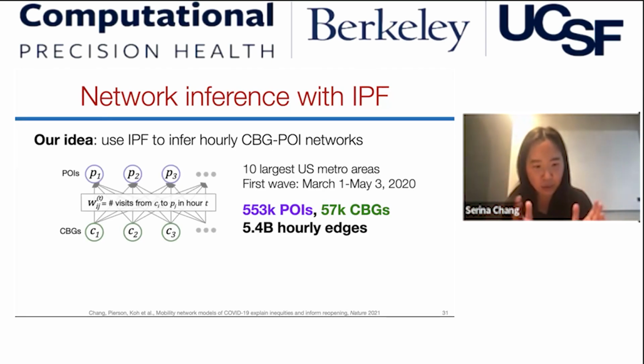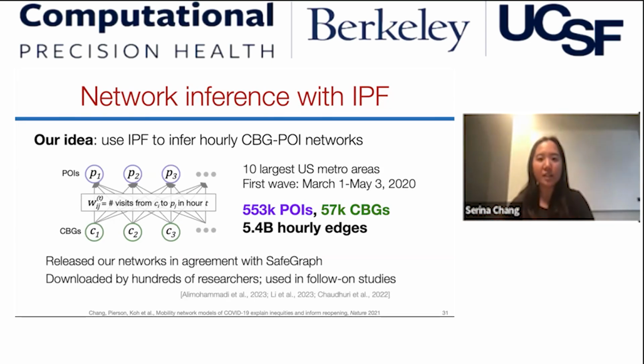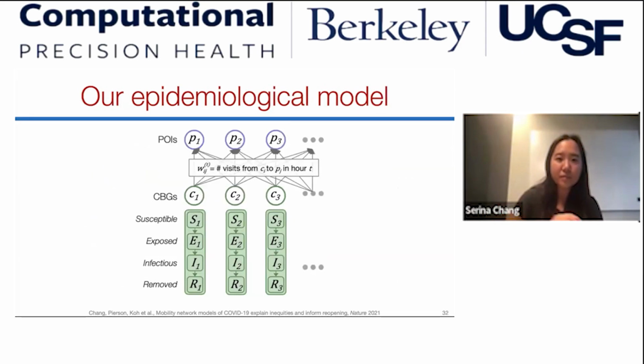And I talked a bunch about the theoretical properties of IPF, but one of the nice empirical properties is that it's very lightweight because all of these factors, the row factors and the column factors, they can be computed in parallel. So that means we're able to infer these large-scale networks with 500,000 POIs, 57,000 CBGs, and 5.4 billion hourly edges. And we actually released our networks in agreement with SafeGraph, and they've been downloaded by hundreds of researchers and used in various follow-on studies.